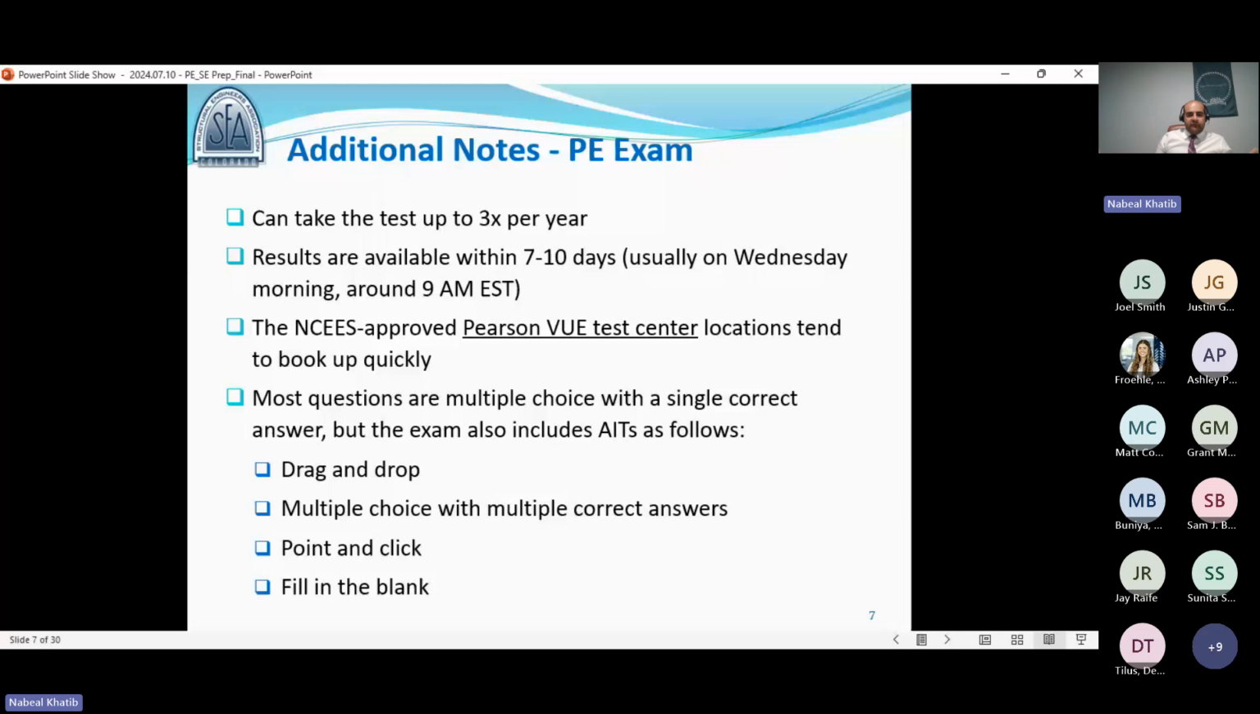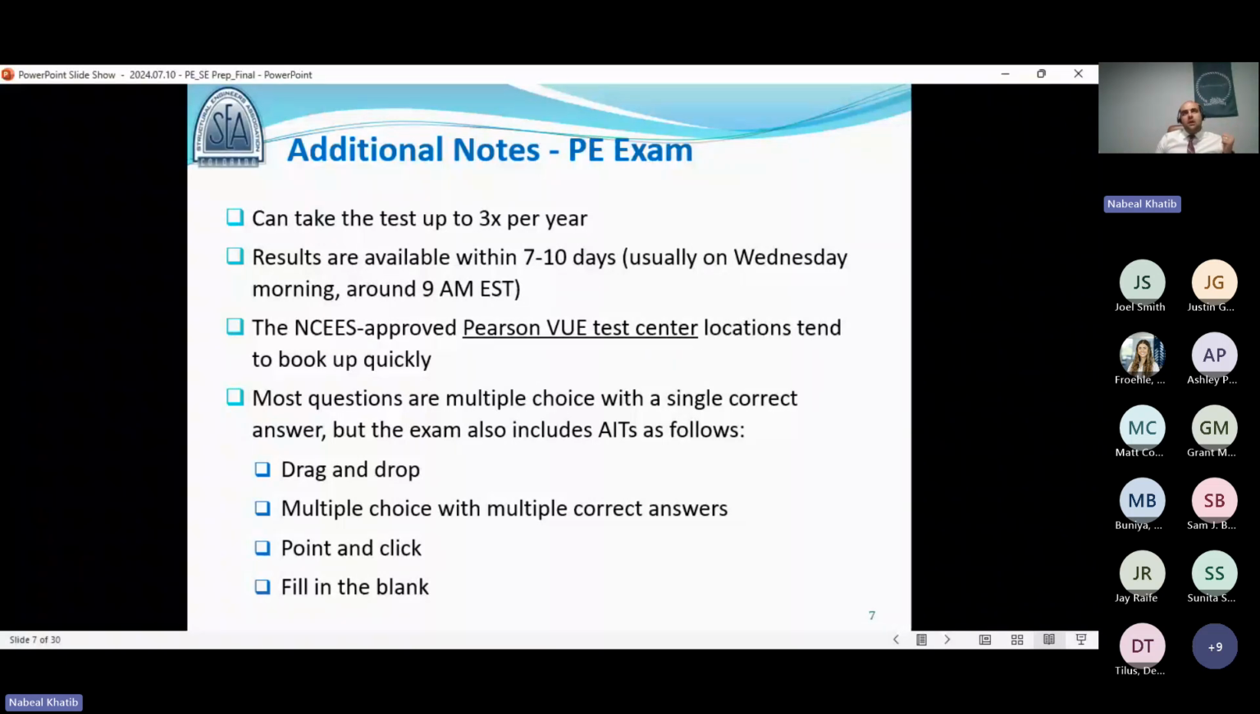The positive side of having the CBT, which is the computer-based test, is you get your results pretty quick, only in 7-10 days, usually, and I would probably say always on Wednesday. One of my friends, clients, got the result today and he passed, which is great. On Wednesday morning, around 8 o'clock Mountain Time, probably 7 o'clock Mountain Time.